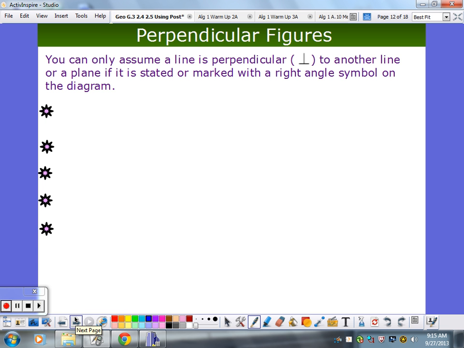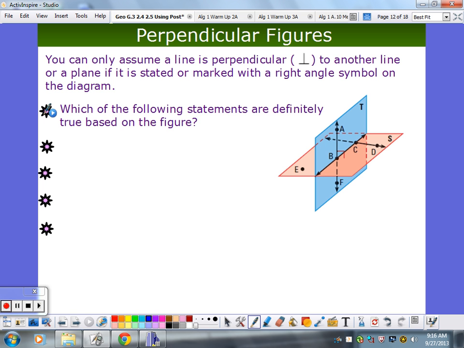You can only assume a line is perpendicular, and there's my symbol for perpendicular, to another line or plane if it's stated or marked with the right angle symbol. Now, these are planes that are being perpendicular instead of just lines. So here's my picture. I've got 2 planes, and if you look at where the little marker is, it might be a little hard to see. It's right here. It almost looks like it's stopping in the middle of the air. So you need to put on your 3-dimensional goggles. Where is it touching? It's touching along this big plane, plane S. You have to be able to visualize the 3D aspect of it.